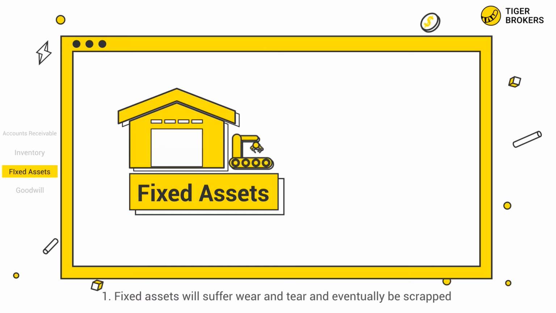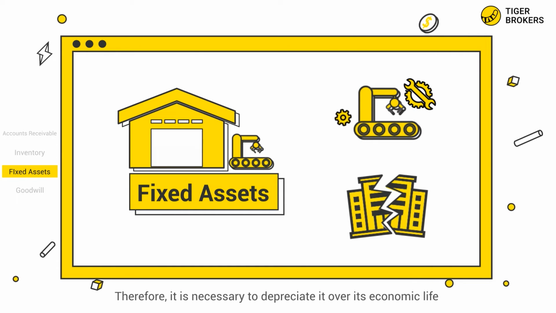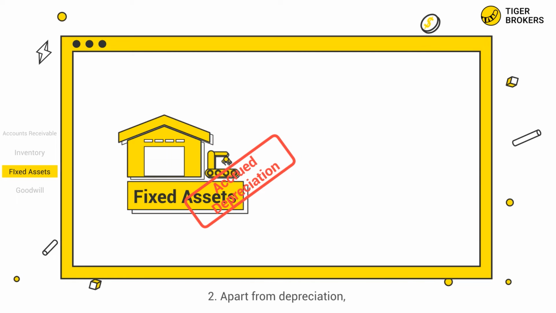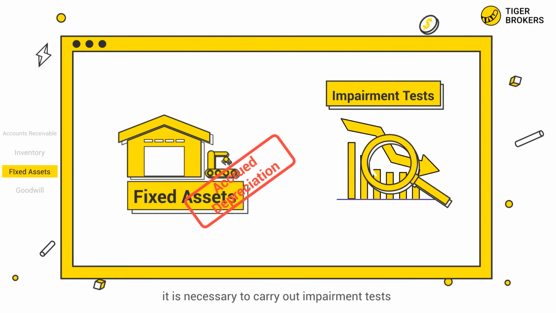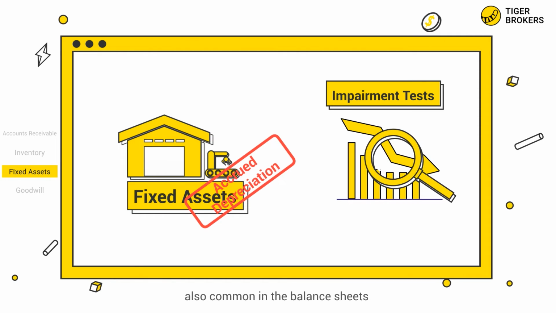1. Fixed assets will suffer wear and tear and eventually be scrapped. Therefore, it is necessary to depreciate them over their economic life. 2. Apart from depreciation, it is necessary to carry out impairment tests. Therefore, fraud behind fixed assets is also common in the balance sheets.